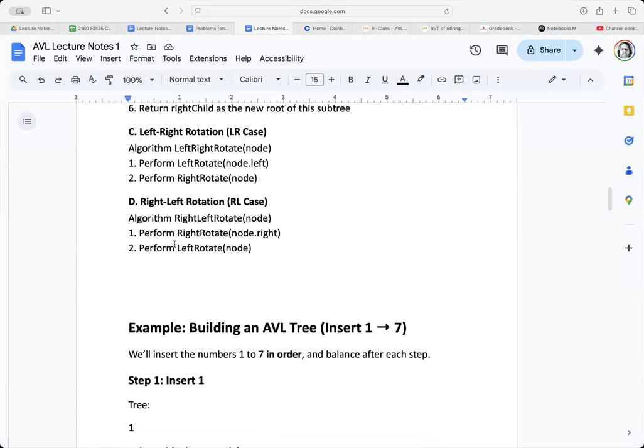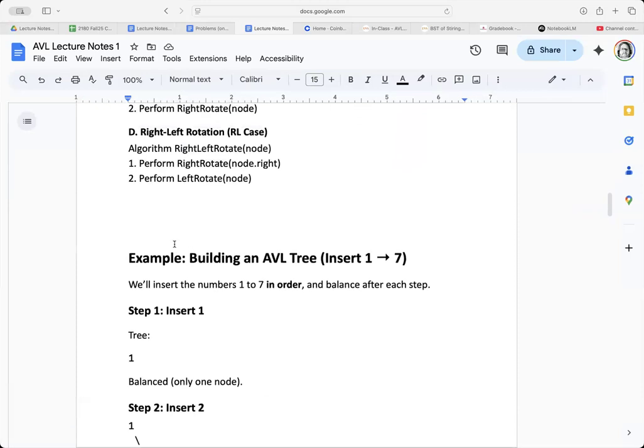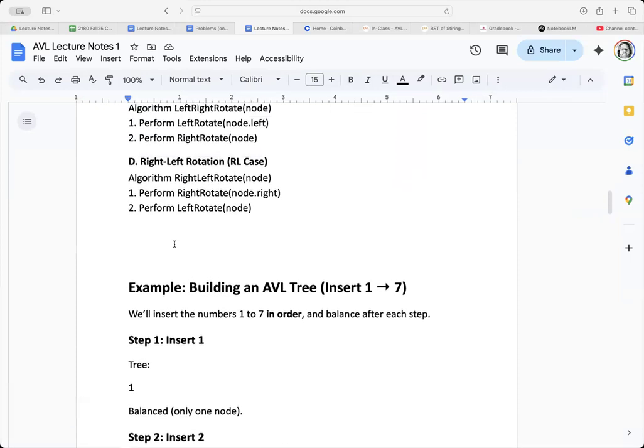Okay, let's do an example here. I think it'll make more sense. We're going to insert the numbers 1 to 7 in order, so 1, then 2, and so forth, and we're going to balance after every step. That's what an AVL tree does. I think you can imagine that if we just do 1 through 7 sequentially, we're going to have all right children, and it's going to have the same search efficiency as a linear list.